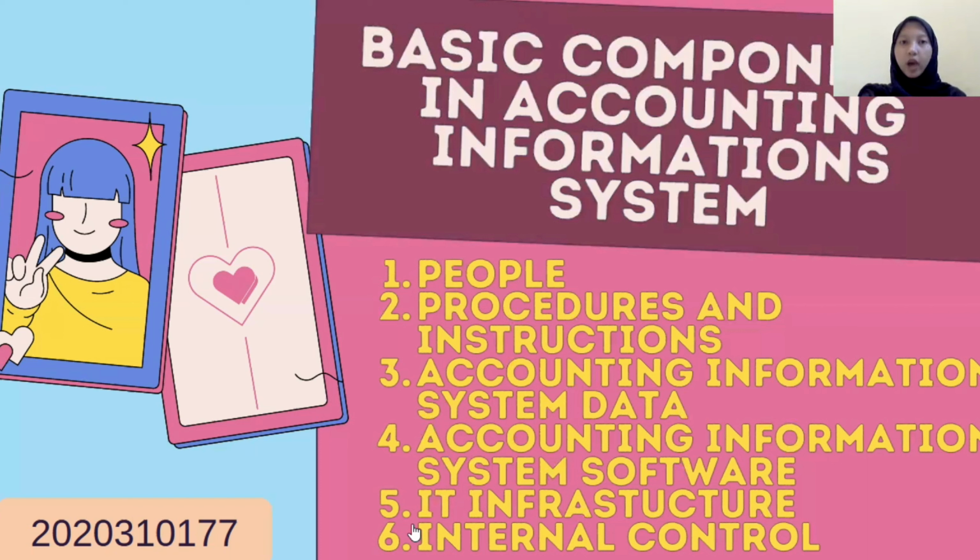Number 3, accounting information system data. An accounting information system often has a database structure to store information in one central location for consistent recording and reporting. An accounting information system will record any information relevant to an organization's business that might affect its finances.